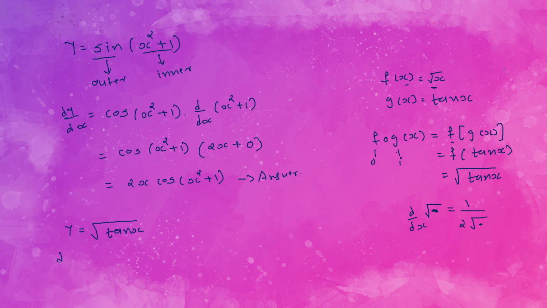So dy by dx is equal to this square root is differentiated using this formula. So square root of 10x gives 1 upon 2 root 10x, into the inner function g, 10x, which is differentiated separately, and the derivative of 10x is 10, and therefore the answer is 10 upon 2 root 10x.